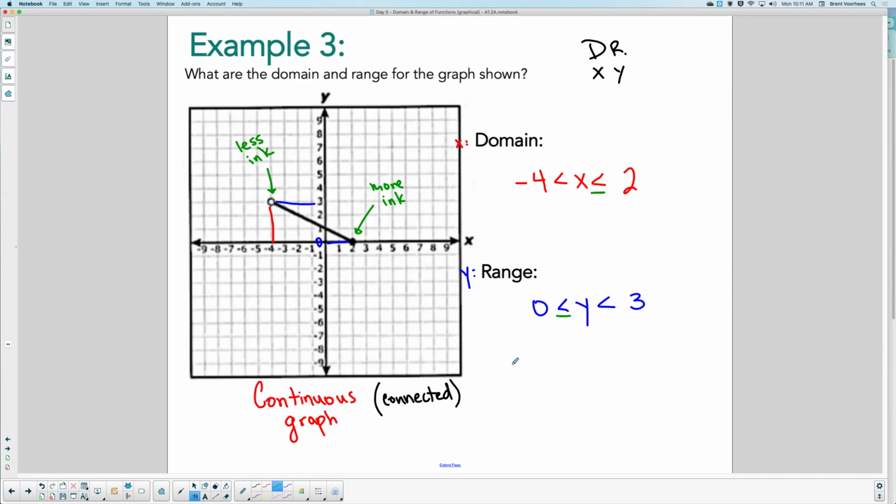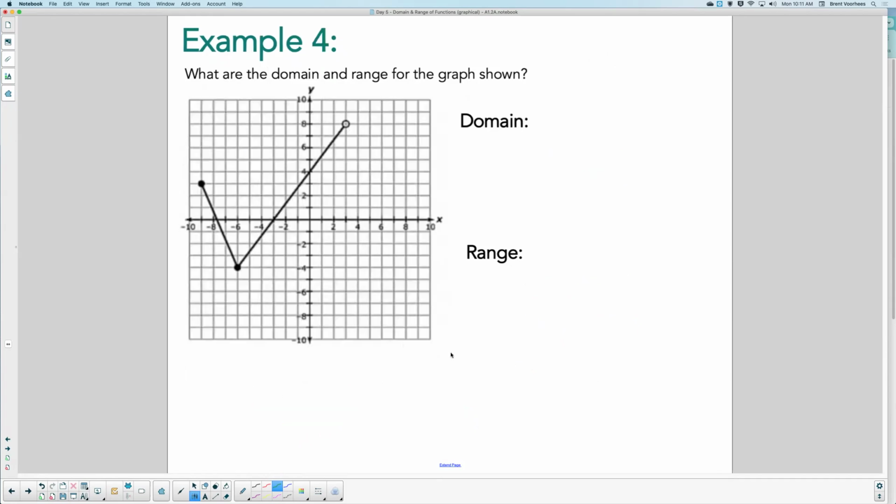Okay, let me try another one with you. That was example 3. Let's try another one. Let's go to example 4. Example 4, what is the domain and range for the graph shown? So one more time, let's take a look at the picture. Tell me, when you look at it, does it seem like it's discrete or continuous? Continuous, good. What did continuous mean again? Connected. This is continuous.